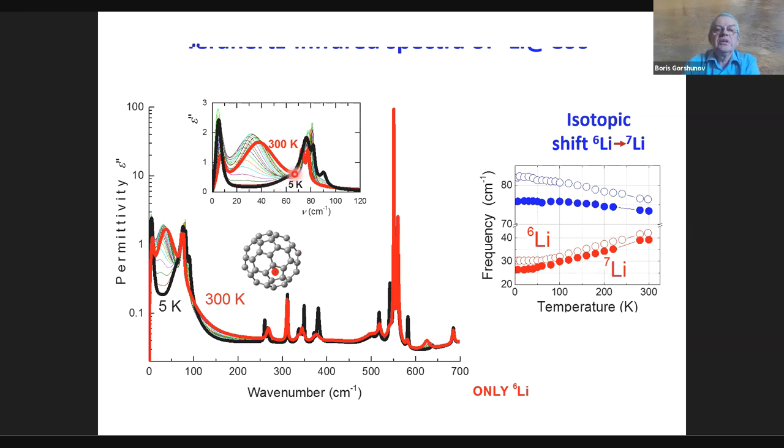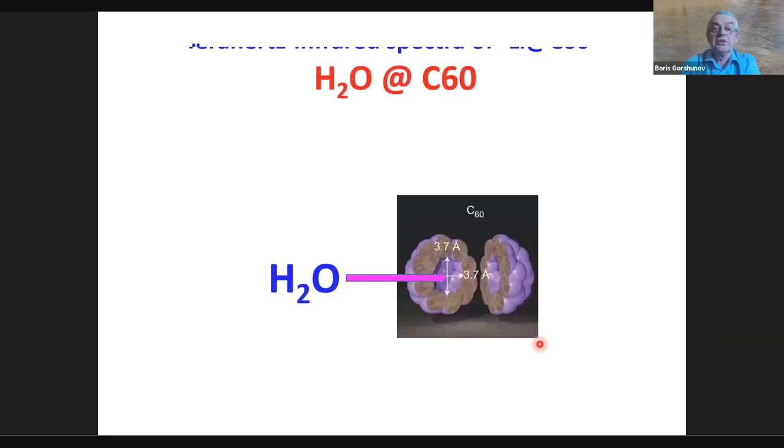We have observed the so-called soft mode, absorption mode. The red color is for the room temperature absorption peak, and while cooling down, it moves down in frequency, and its intensity also decreases while cooling. Another interesting effect we have seen is that when we replace 6Li for 7Li ion, we observe nice isotopic shifts on some of those absorption lines. All these results are under analysis, and they are very fresh, just obtained something like yesterday.